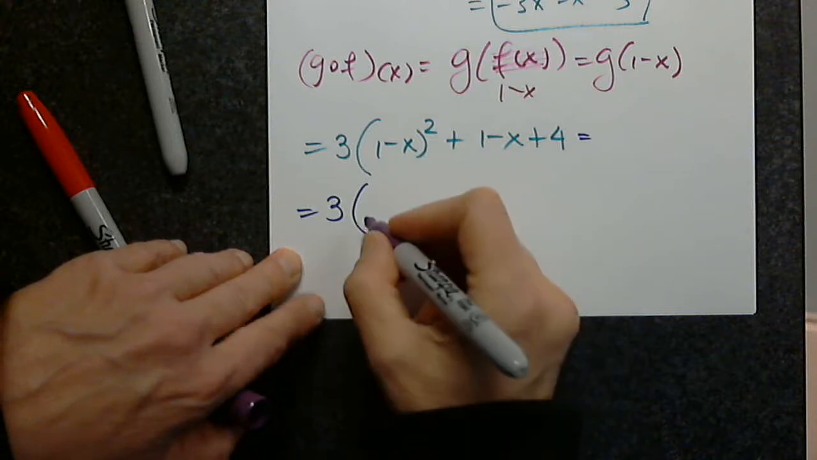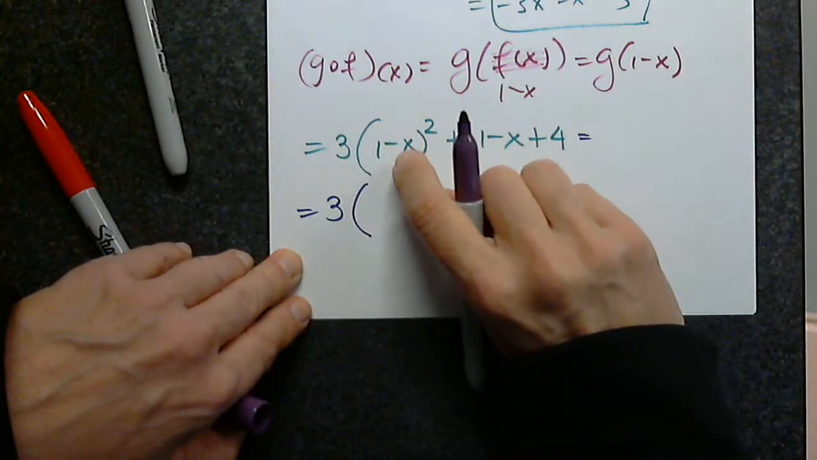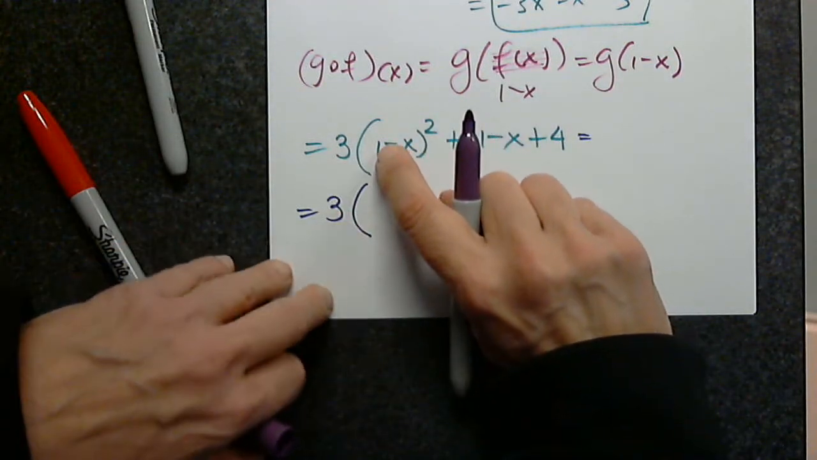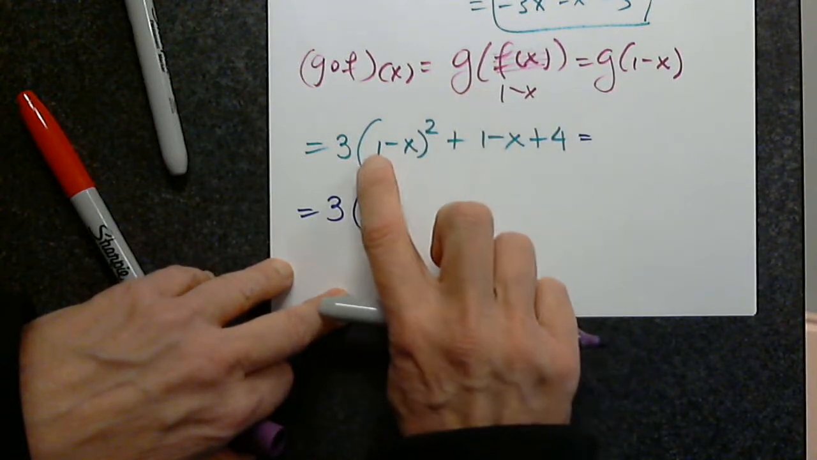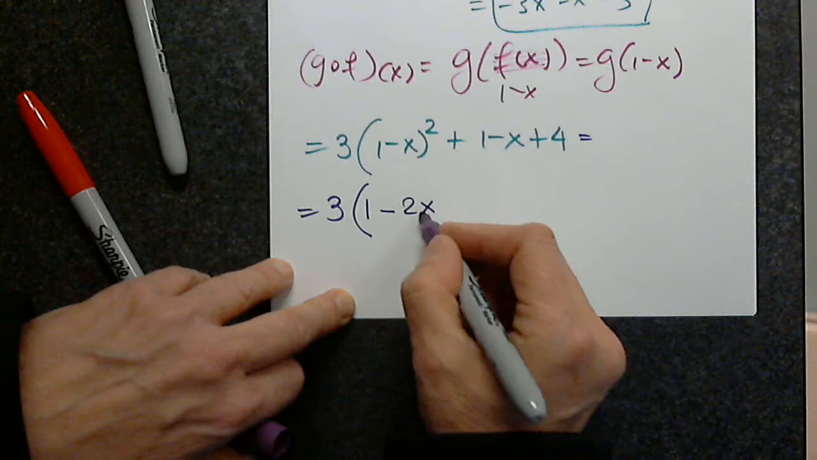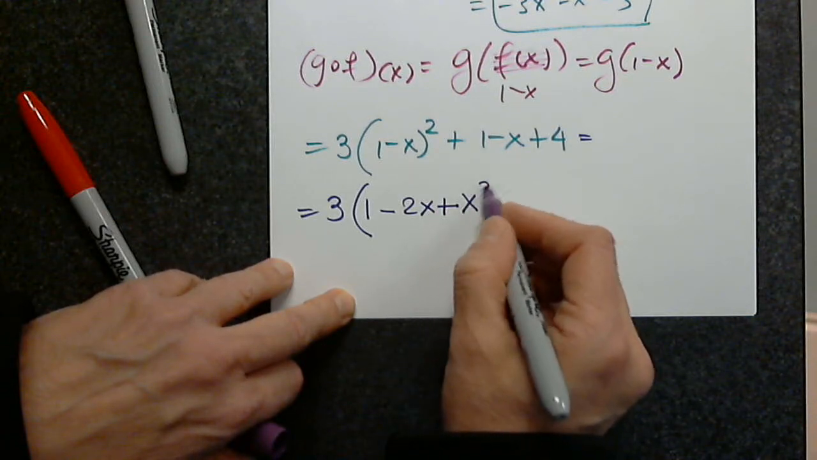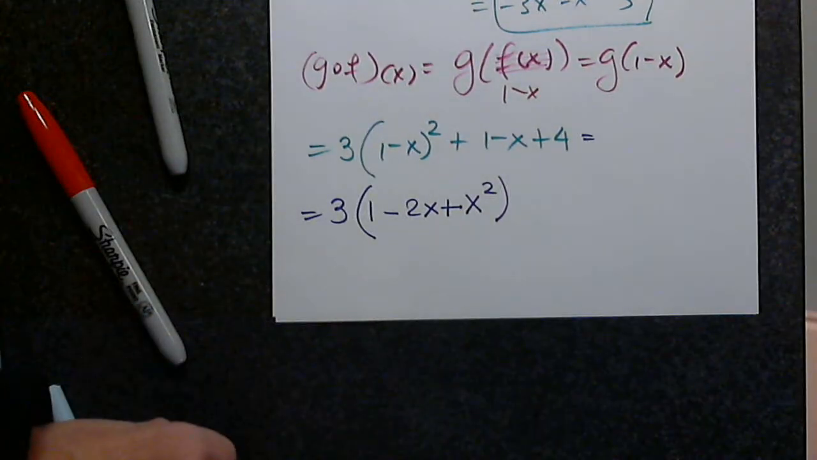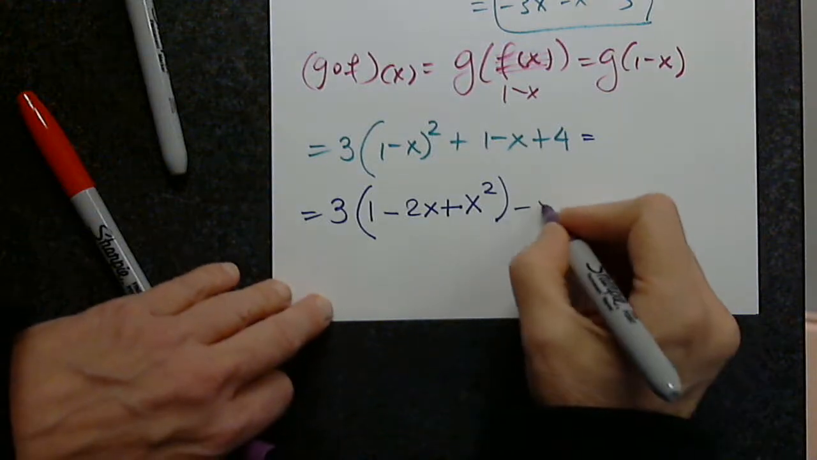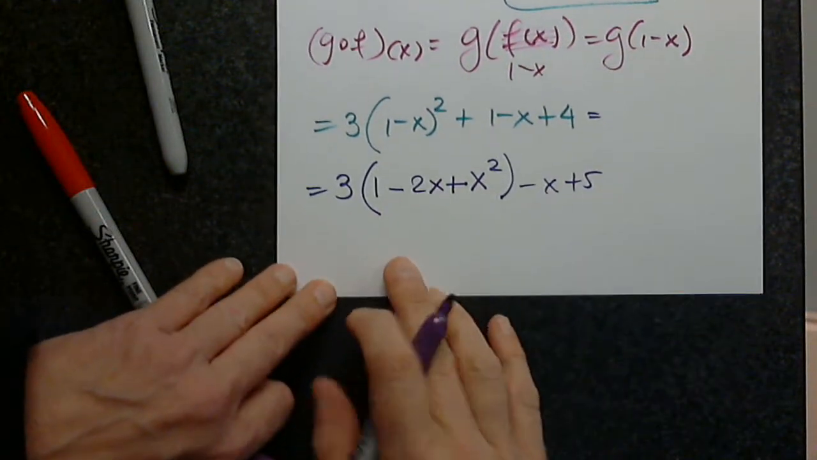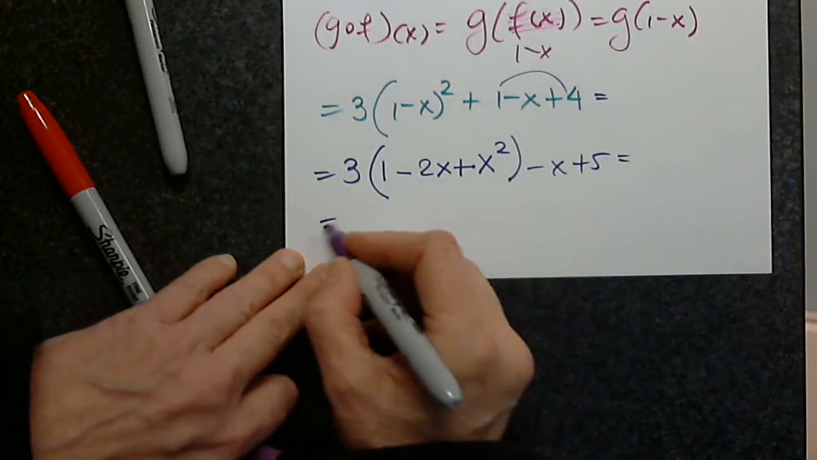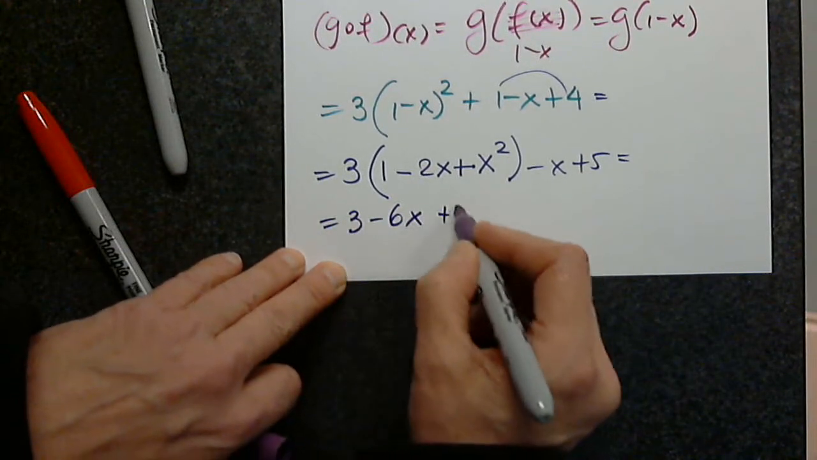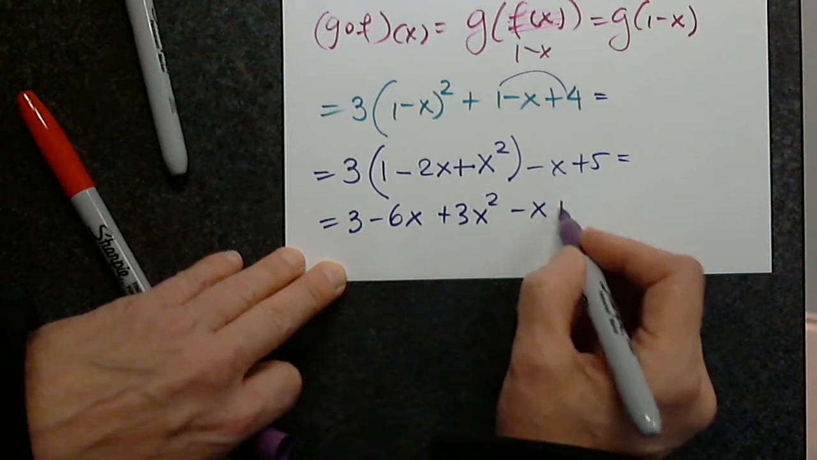So it's negative x squared. So remember, careful, careful. We have the first term squared minus 2 times the first times the second plus the second term squared. And then minus x plus 5. I can combine these two. Now I distribute. So 3 minus 6x plus 3x squared minus x plus 5.